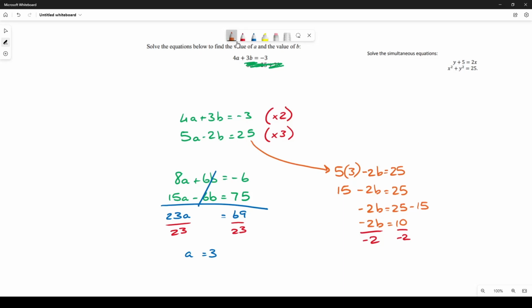I know that upsets people. Some people just don't like doing the minus thing, but whatever's in front of the letter, we want to get rid of it. And then it's B is equal to minus 5. I think that's the answer.